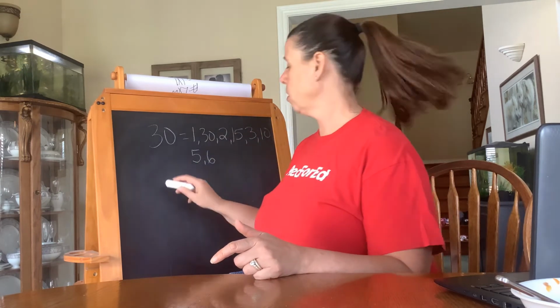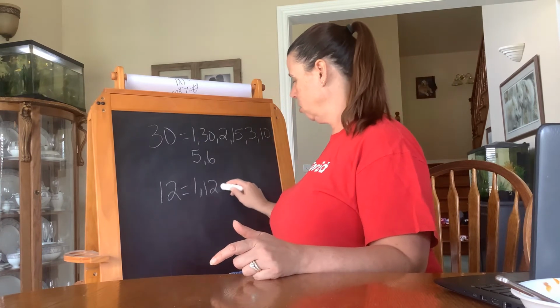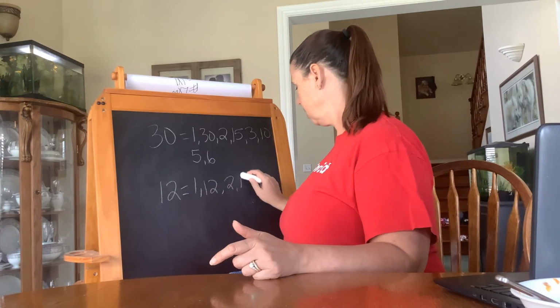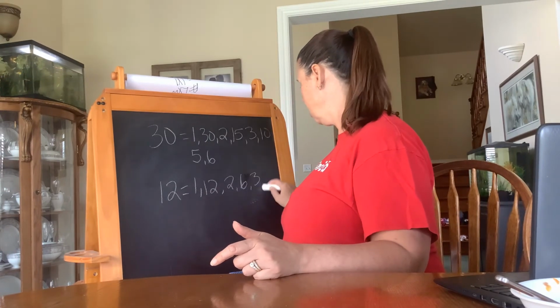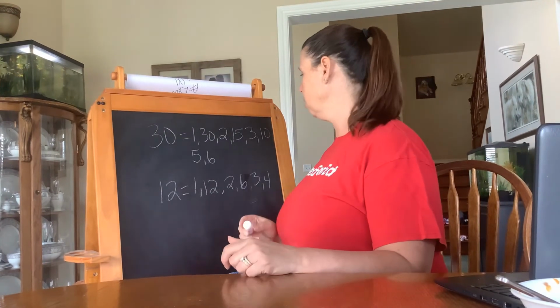And then the other one I need is my factors of 12. So 1 goes in and their partner's 12. 2 goes in and their partner's 6. 3 goes in and their partner's 4. And then 4 goes in and I've already got it, so I know I've got them all.